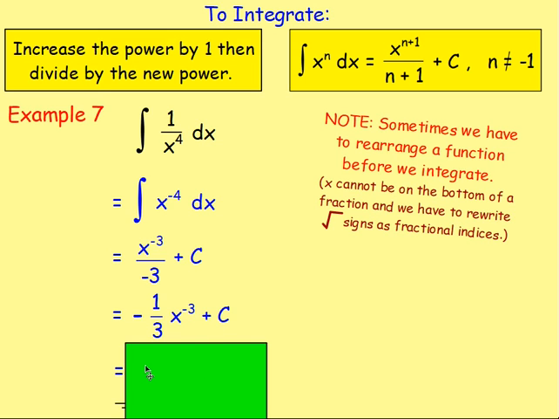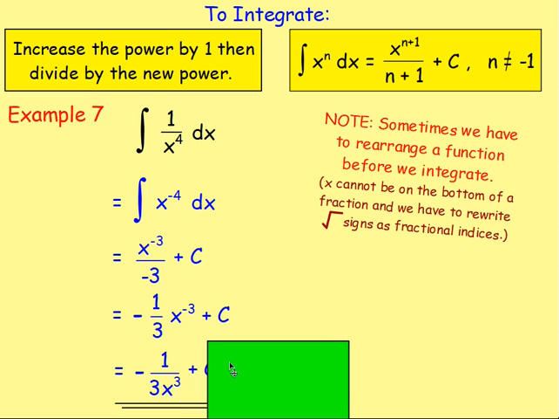Again, you might want to write it with a positive index, so the x to the power of negative 3 would move down to the bottom beside the 3, and the index would change from a negative to a positive. So you have negative 1 over 3x cubed plus c. Example 8.